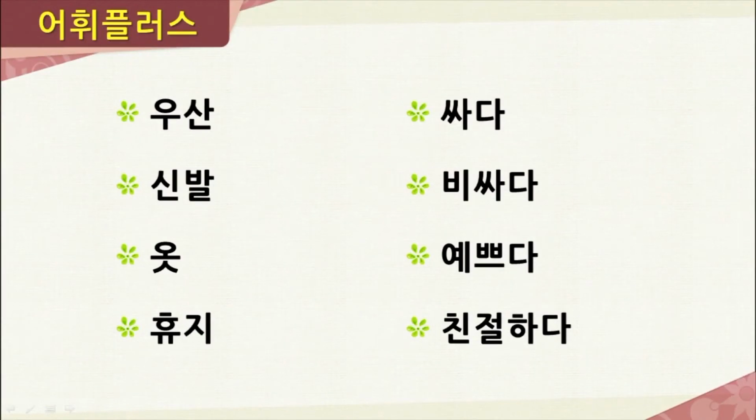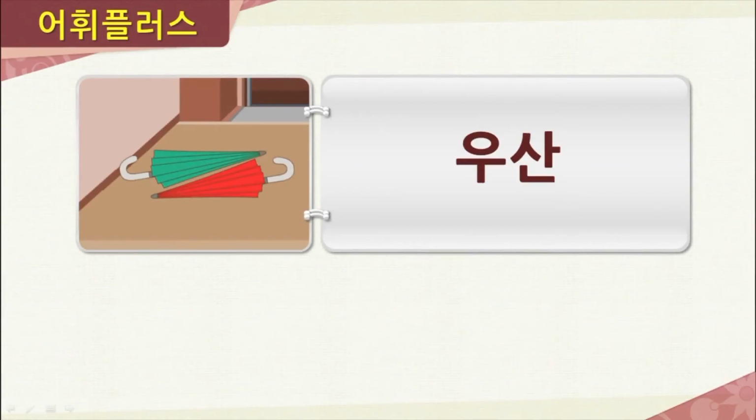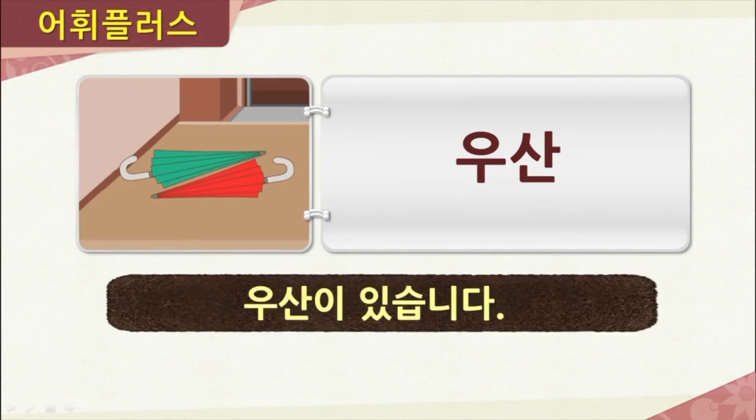Now we move on to the vocabulary plus section of this lesson. Here we will look at a few object words and descriptive verbs. So the first word we have here is 우산. Now, based on the picture, you can see it is an umbrella. So you can see that in the picture, there are umbrellas, so you'd say 우산이 있습니다.